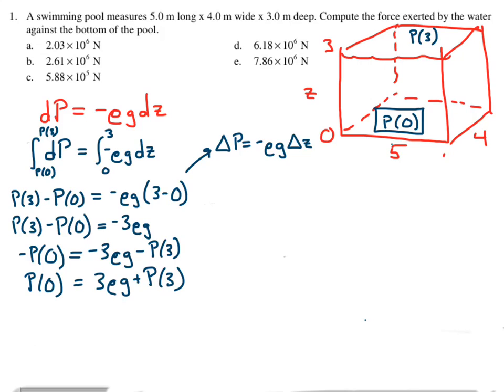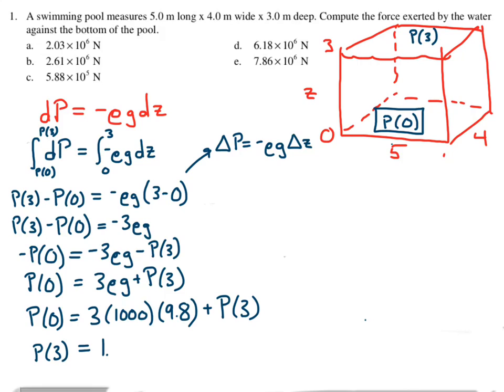And so I get P of 0 equals 3 rho g plus P of 3. I know that rho for water is 1,000 kilograms per cubic meter, and I know that g is 9.8, so I end up with this. Now this is where we ended up. This is where we went astray.